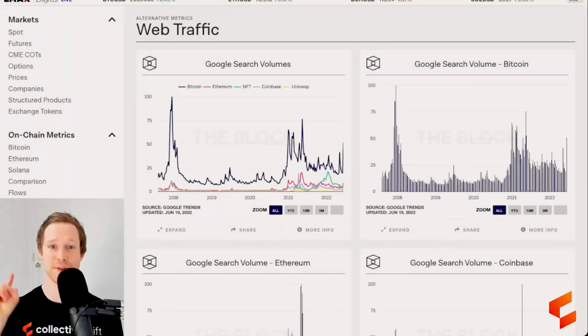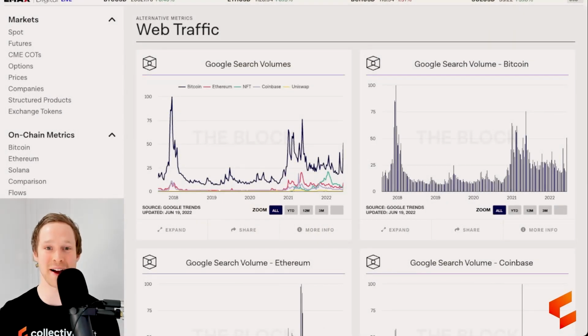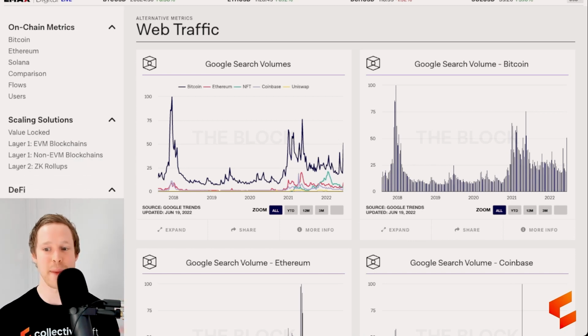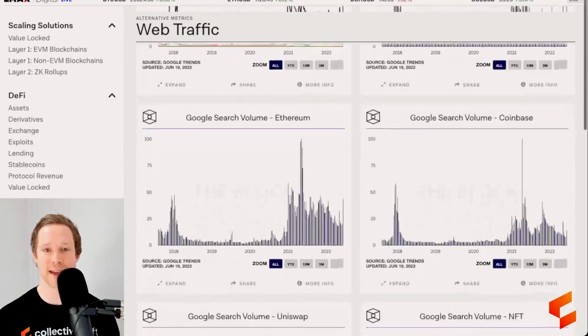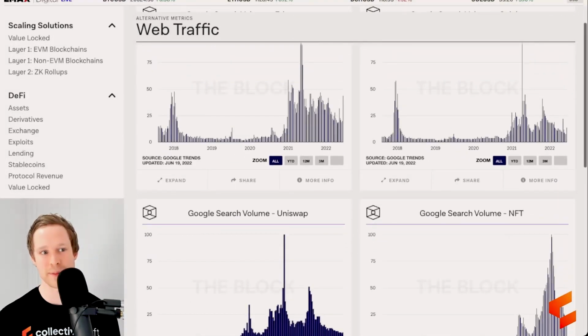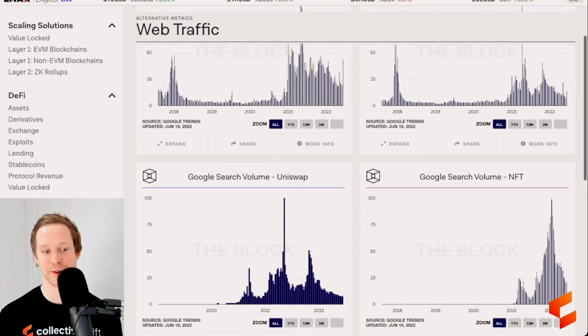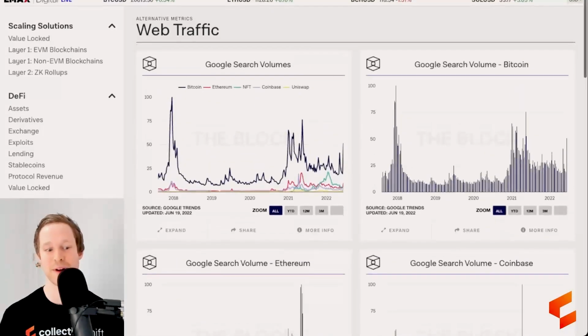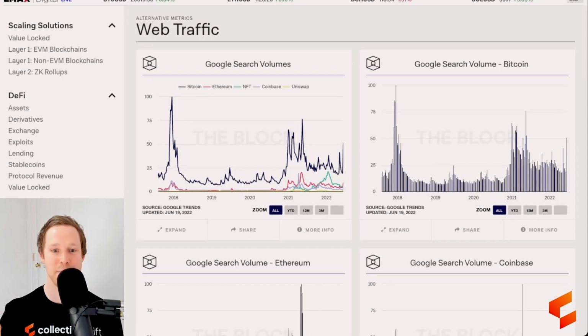Now, let's dive in. The first tool that I'm using in this bear market to help me make investment decisions is the Blocks Data Dashboard. Specifically, the metrics that I'm paying attention to are the alternative metrics that you can scroll down to on the left-hand panel once you are on the website, block.co/data. Scroll down to the bottom of the left panel and you can see alternative metrics. We've got web traffic, social, and app usage.